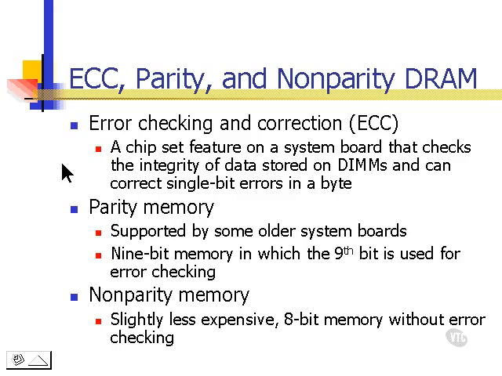A byte of data contains 8 bits, and parity memory is another way supported by some older system boards in which a 9th bit was added and it was used for error checking.